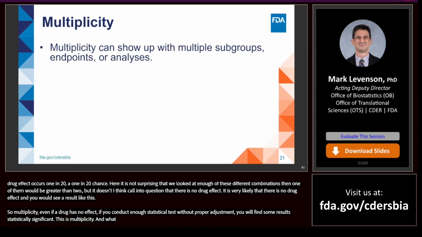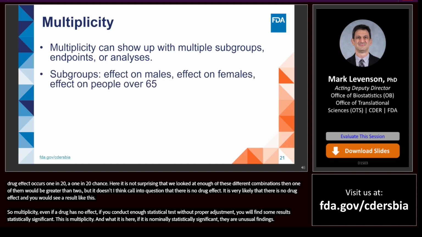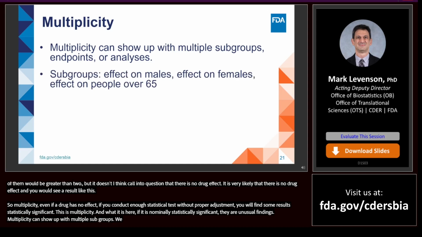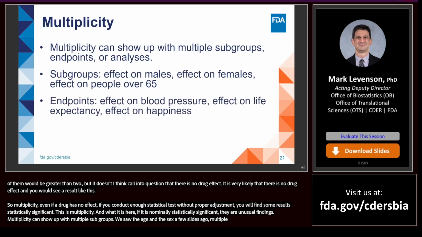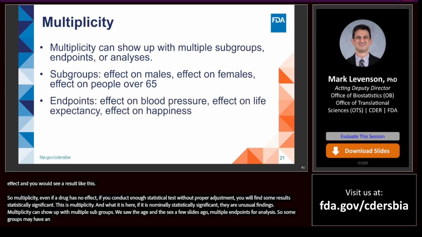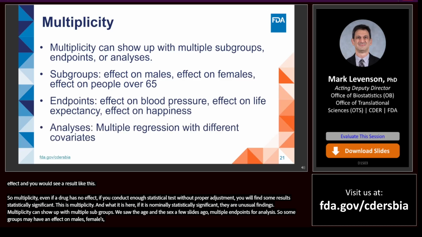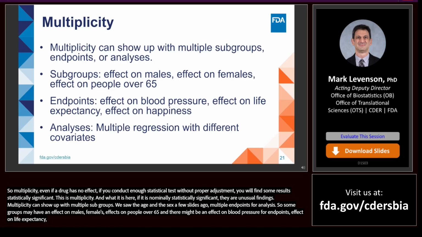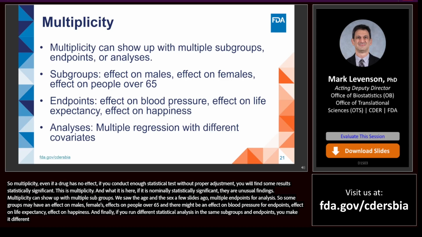Multiplicity can show up with multiple subgroups. So we saw age and sex a few slides ago, multiple endpoints or analyses. So subgroups might be effect on males, effect on females, effects on people over 65. Endpoints might be effect on blood pressure, effect on life expectancy, effect on happiness. And finally, if you even run different statistical analyses on the same subgroups and same endpoints, you may get different results. So for example, if your primary analysis is some sort of multiple regression, but you use different covariates, you actually may get different results. So multiplicity can come up in a whole variety of ways.